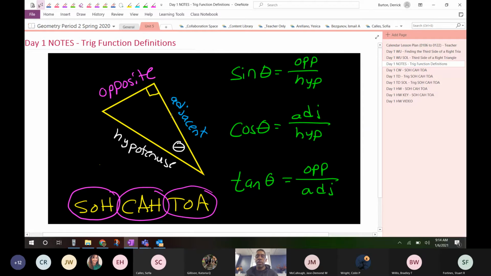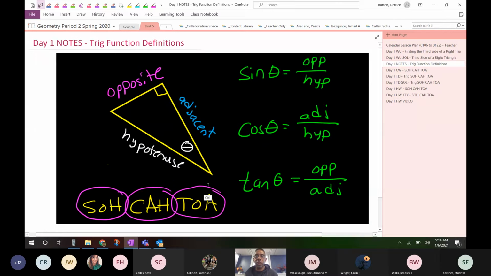So here is how it breaks down. This is the most important page of this entire unit. These functions, sine, cosine, and tangent, are abbreviated like this. It all depends on a right triangle. This only applies to a right triangle. So you see that 90-degree angle.